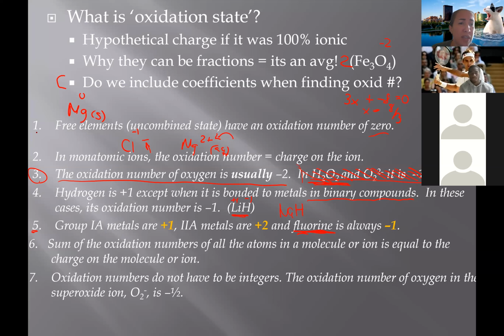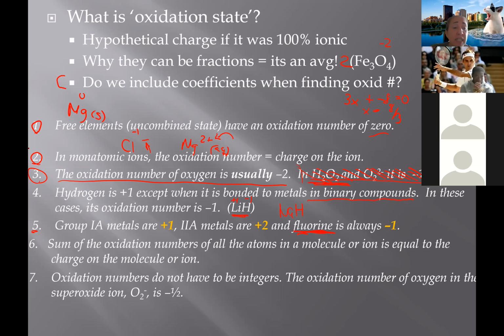The only thing that's really new is number 1. Okay, so I have to assign a 0 to something that's by itself. And the number 2, whenever it's a monoatomic ion, it's whatever the charge is. Oxygen is usually -2, hydrogen is usually +1, group 1, group 2 are usually whatever they are as the charges. So nothing here is really new.